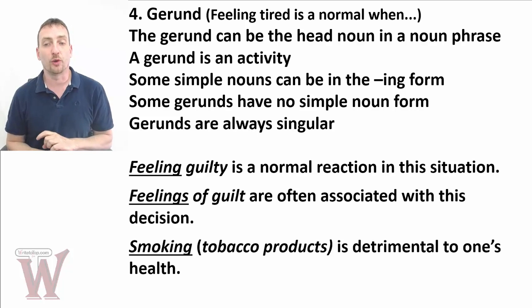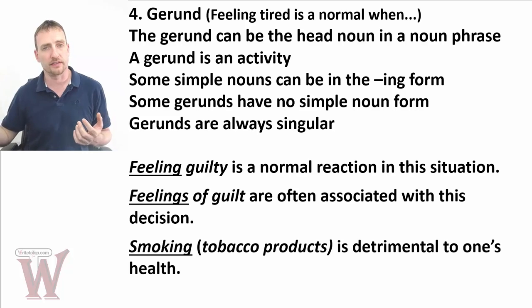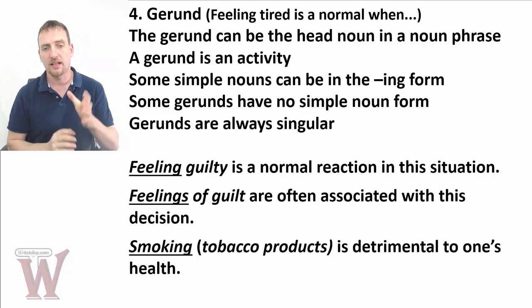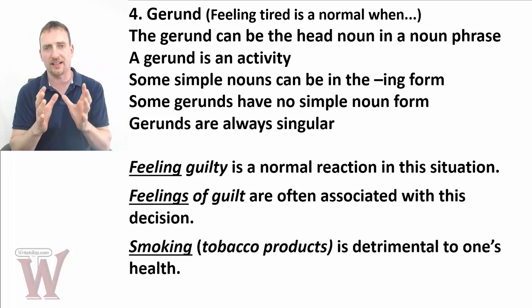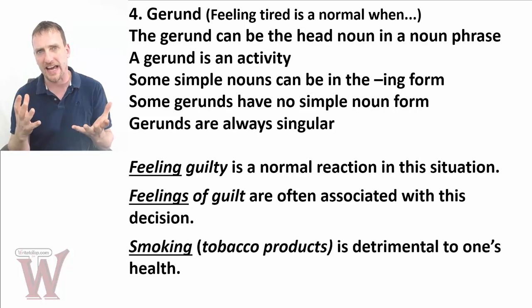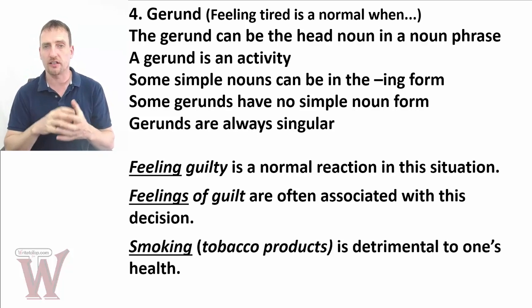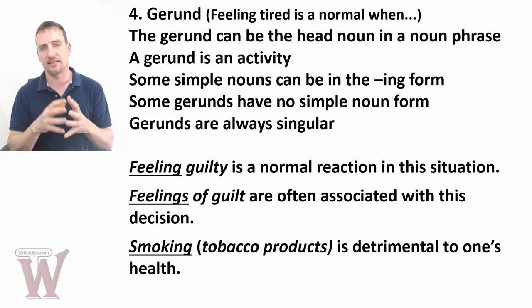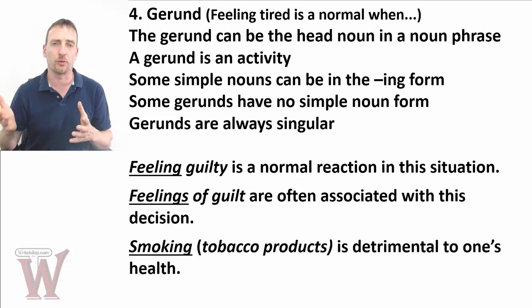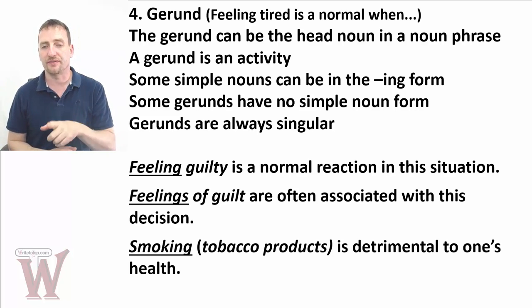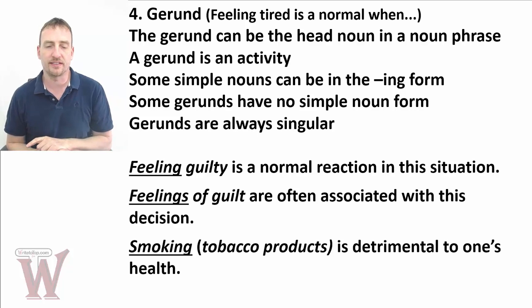Let's look at the examples. Feeling guilty is a normal reaction in this situation. So feeling what? Guilty. So guilty is the object of feeling. Feeling is therefore the gerund, okay? And feeling guilty, the whole thing, is the subject, but feeling is the actual head noun, if you want to call it that. It's a gerund, but it's acting like a noun, so it's the head noun. And feeling is the subject, and then is a normal reaction.